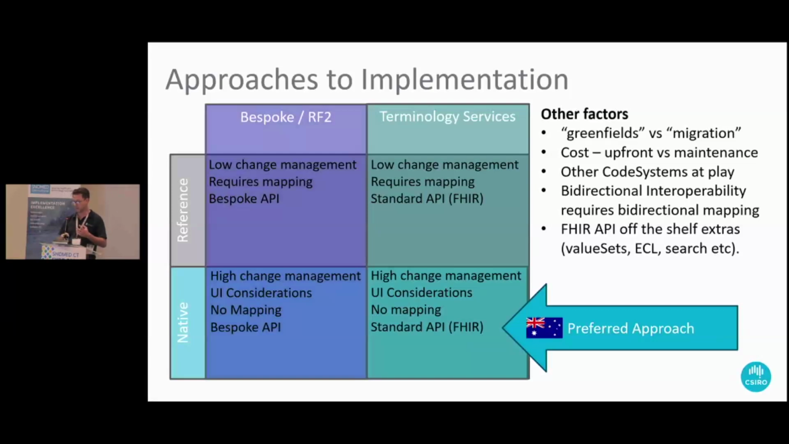So each of these things needs to be considered around what the costs are, what your system does. If you're only sending and not receiving, maybe you don't need that bi-directional interoperability. And with the terminology services, you get a lot of things off the shelf. You get value sets, ECL, more customized search instead of some of the legacy search systems we've seen where they just have starts with. And so because of that, users condition to search and behave in a very specific manner.